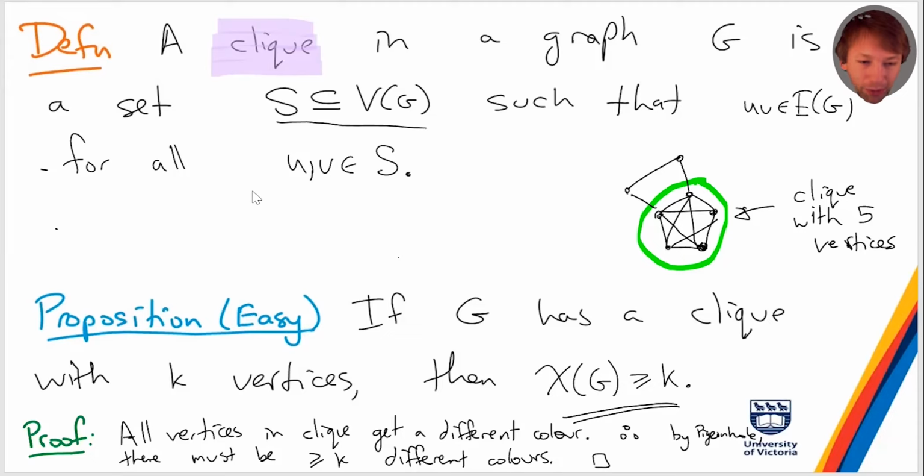If I ask you to prove this on a test, and you don't write the pigeonhole principle but you seem to understand why they have to get different colors, that would be good enough. But basically, there has to be k different colors, because all the pairs of vertices must have a different color in a clique.